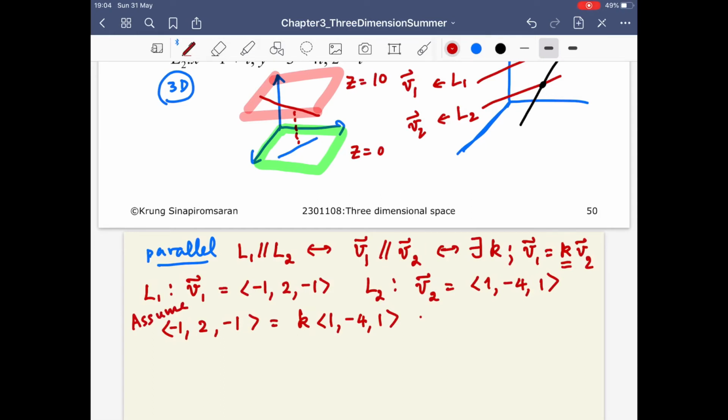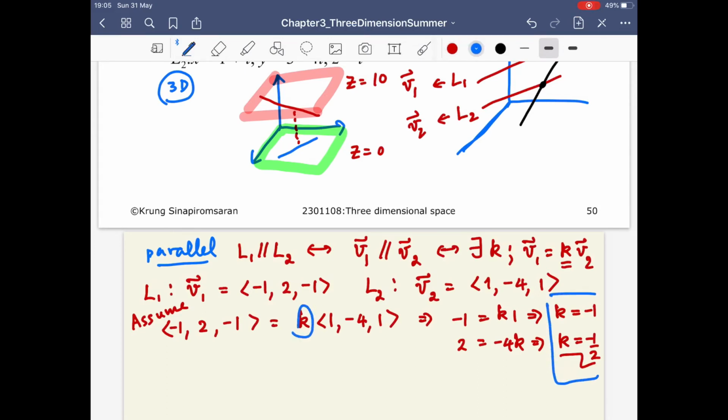So the first component: -1 equals k times 1, so your k is -1. I'm sorry, on the first one, -1 equals k times 1, so k is -1. On the second component, 2 equals -4k, so it means that k is -1/2. So you got a different k from the same relation, which means our assumption cannot be true.